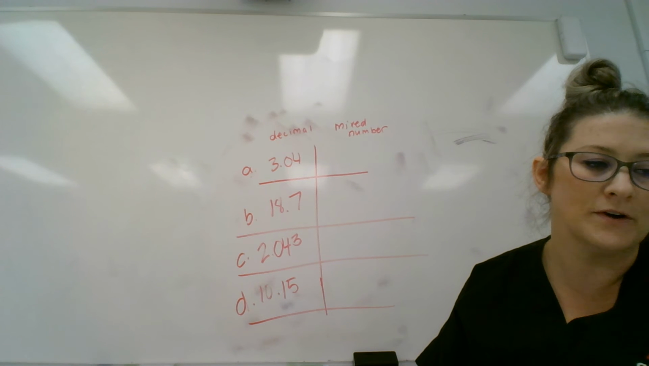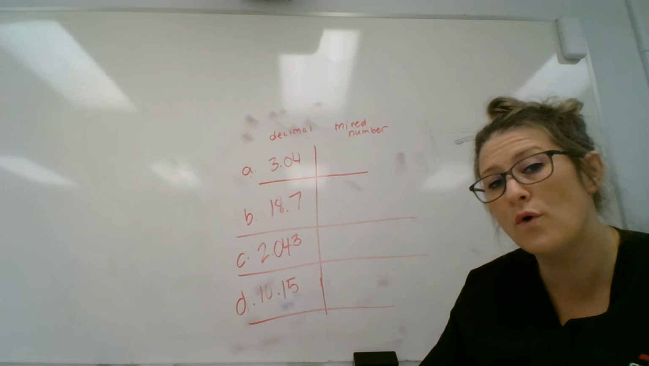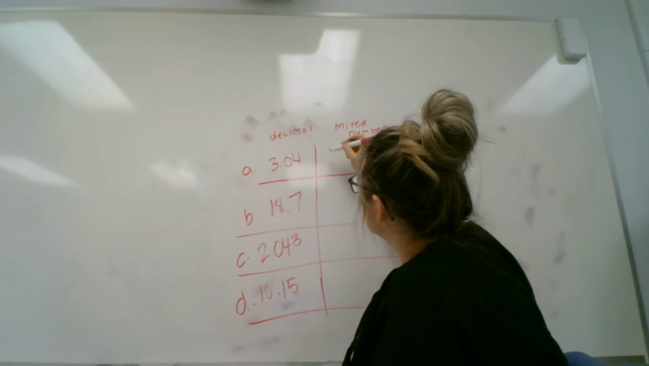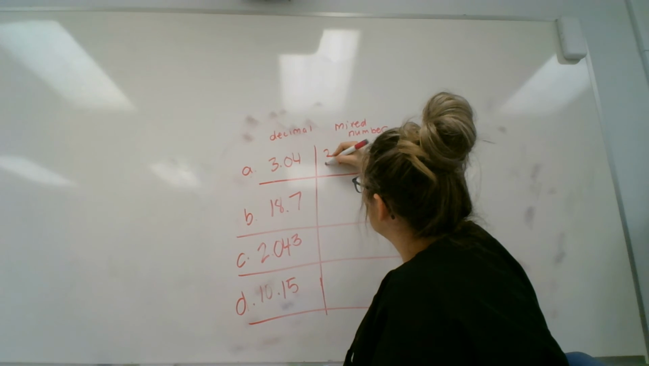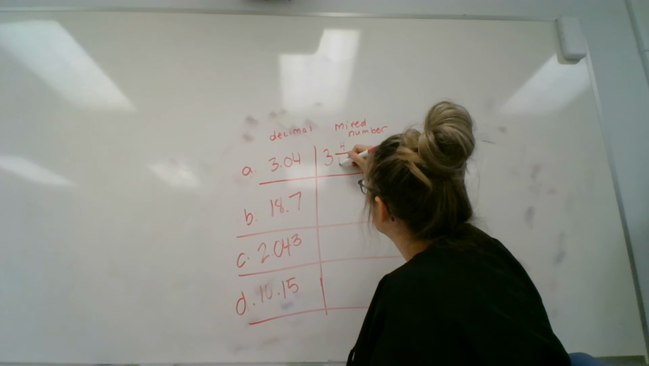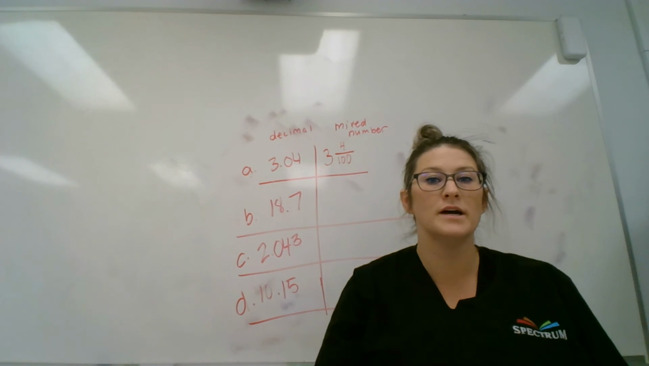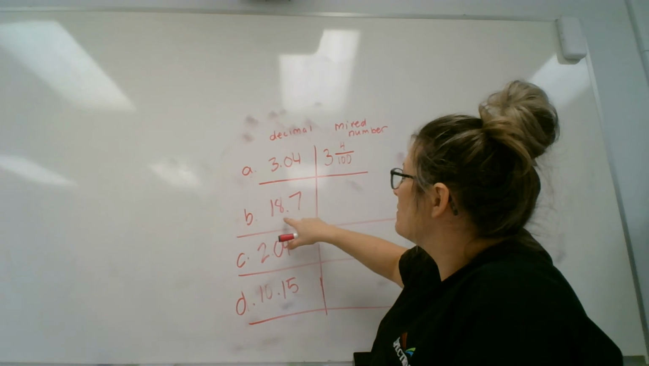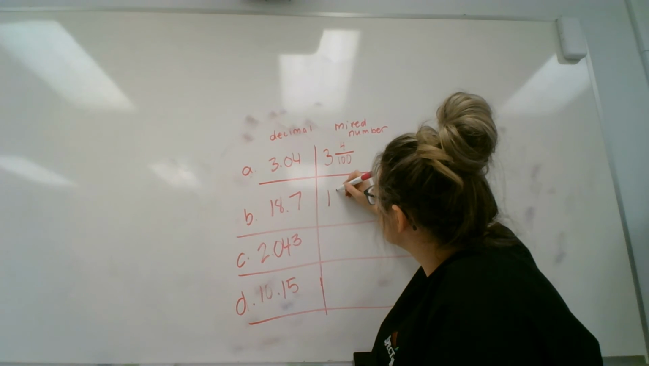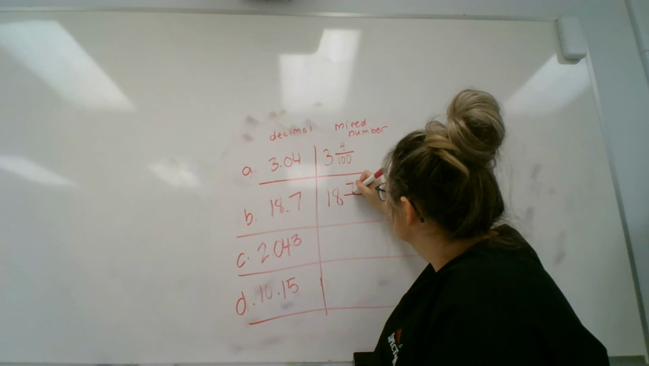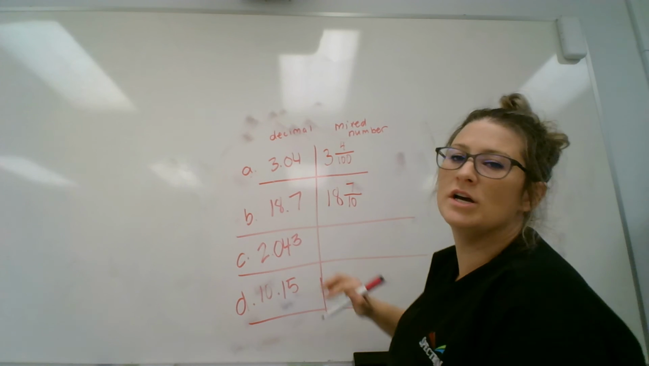All right, so in our first column, 3.04. Okay, so to write this, 3 is my whole number. It comes before my decimal, so I'm going to put a big 3. And then my fraction, 4 hundredths, or 4 over 100. Problem B, my number that comes before my decimal is my big number. 7 tenths. 7 over 10, because it's just one digit.